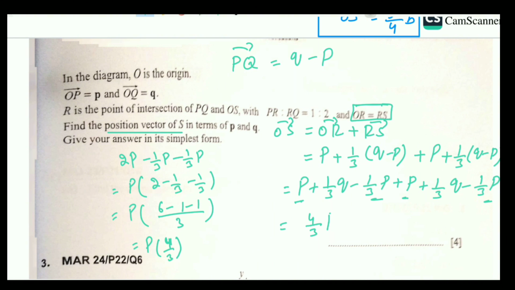And what about Q? 1 by 3 Q plus 1 by 3 Q is 2 by 3 Q. So this is our final answer. 4 by 3 P plus 2 by 3 Q is the final answer for the position vector of S.